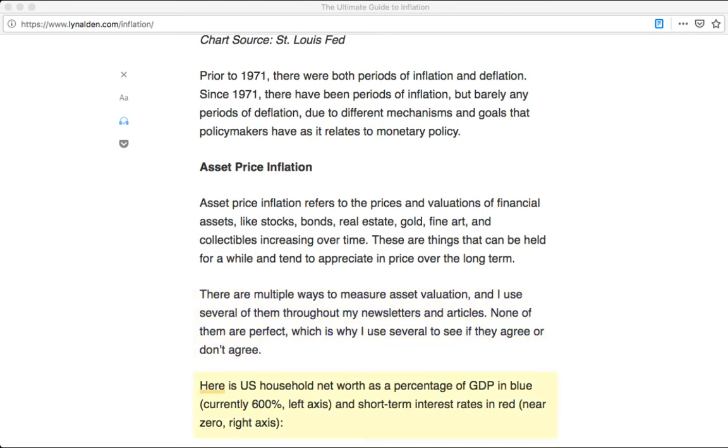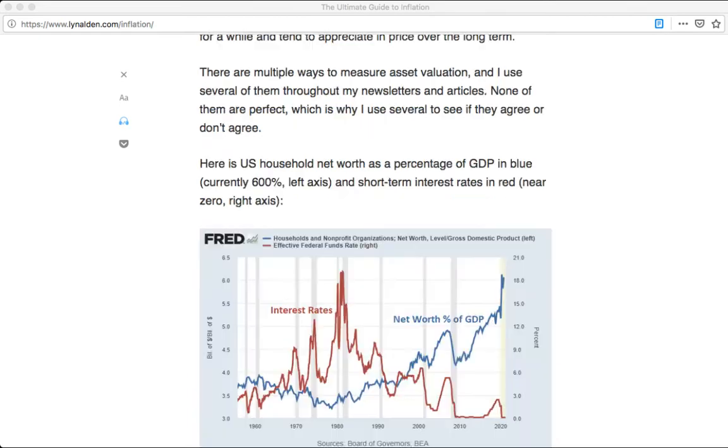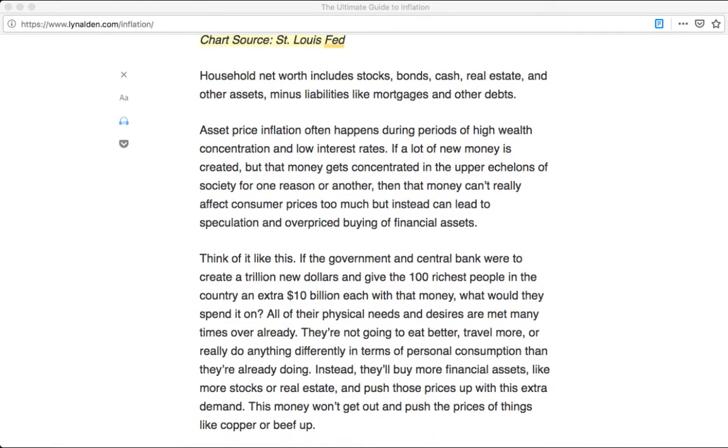Here is U.S. household net worth as a percentage of GDP in blue, currently 600%, left axis, and short-term interest rates in red, near zero, right axis. Chart source: St. Louis Fed. Household net worth includes stocks, bonds, cash, real estate, and other assets, minus liabilities like mortgages and other debts. Asset price inflation often happens during periods of high wealth concentration and low interest rates.